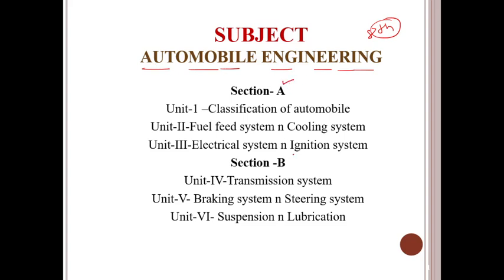It has two sections, section A and section B. Section A has three units. The first unit is classification of automobiles. Unit two is fuel feed system and cooling system. Unit three is electrical system and ignition system. In section B, unit four is transmission system. Unit five is braking system and steering system. And unit six is suspension and lubrication system. So these are the contents of our subject.